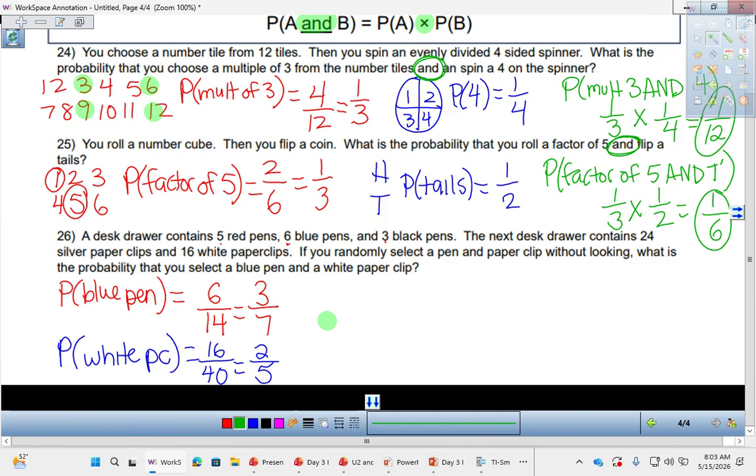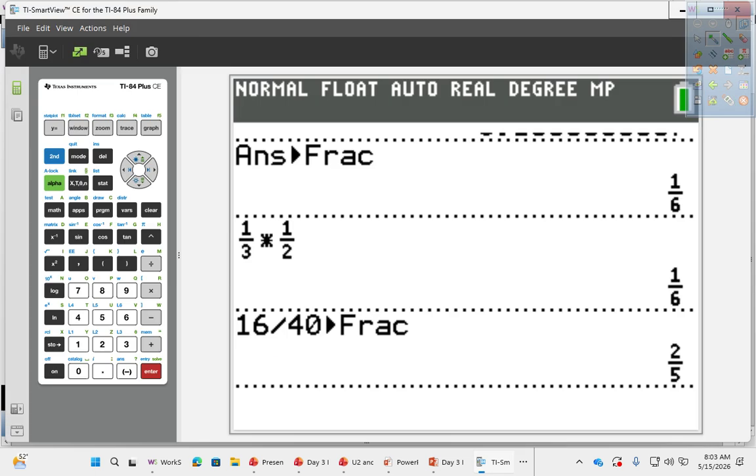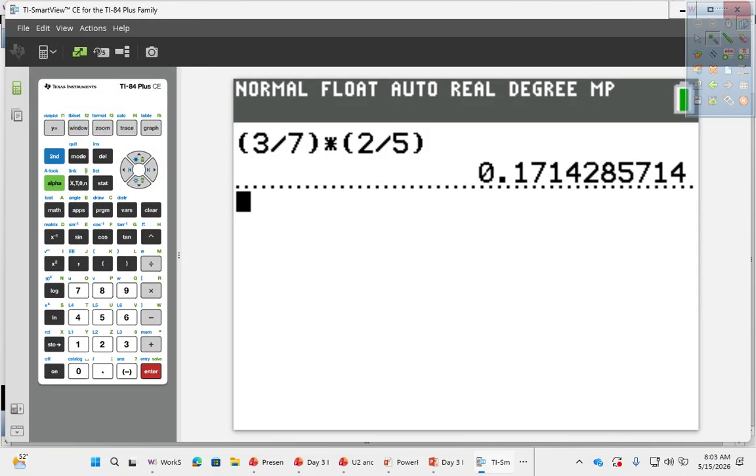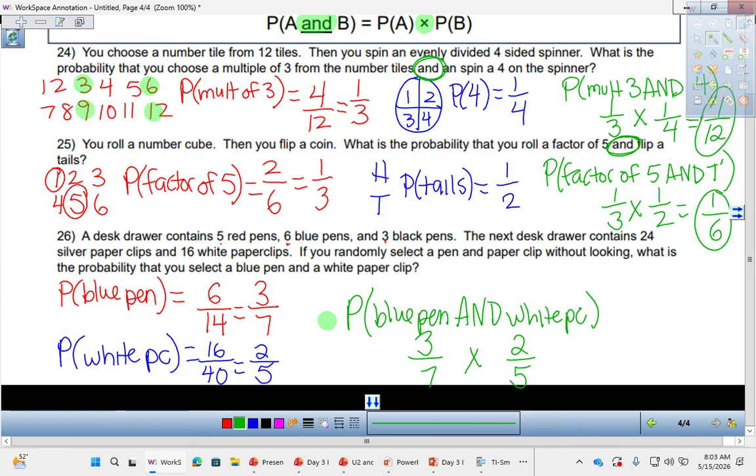So now the probability of both a blue pen and a white paper clip. Taking the blue pen, and means multiply. I'm multiplying each probability separately. So 3/7 times 2 fifths. Math, enter. 6 35ths.